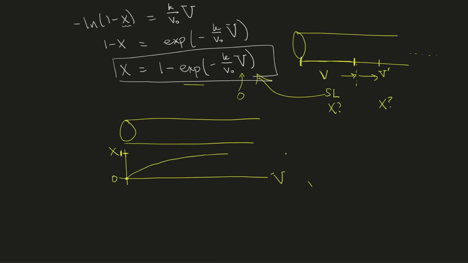When V equals infinity, then this exponential term will go to 0. And then finally our conversion reaches a value of 1.